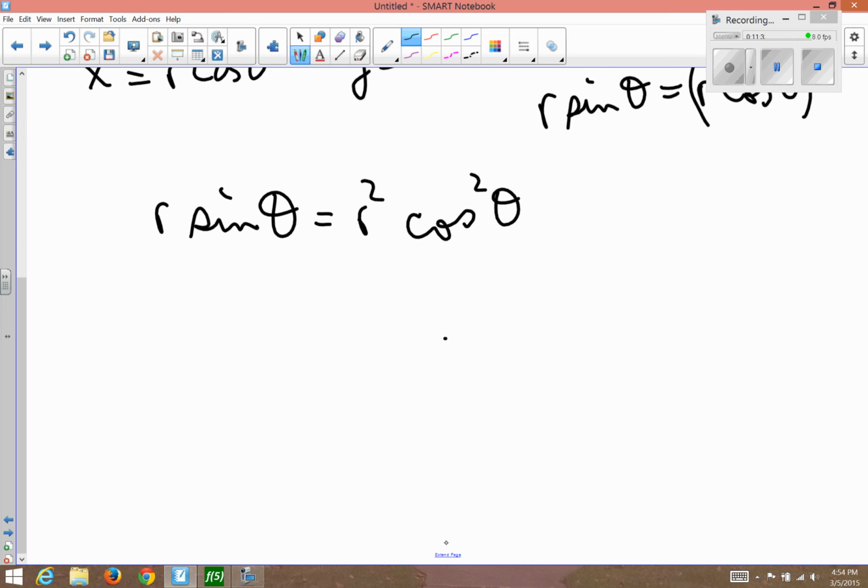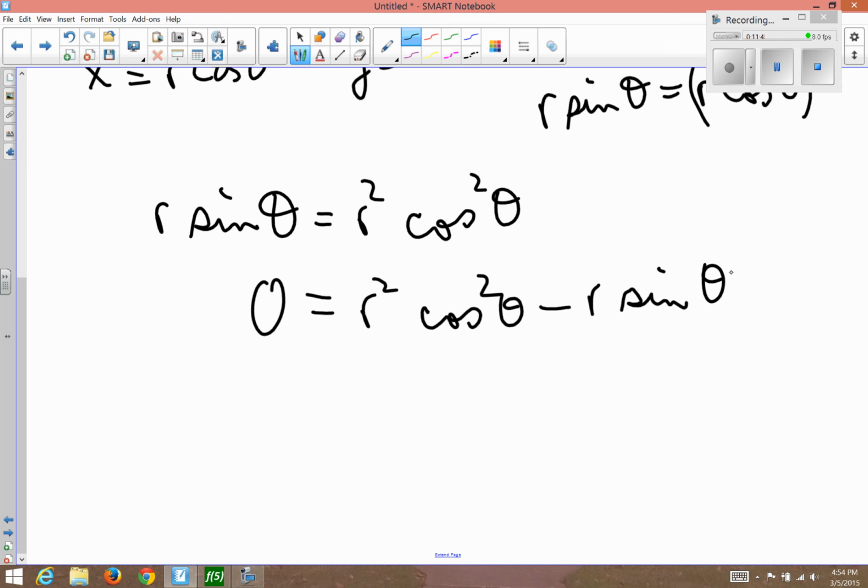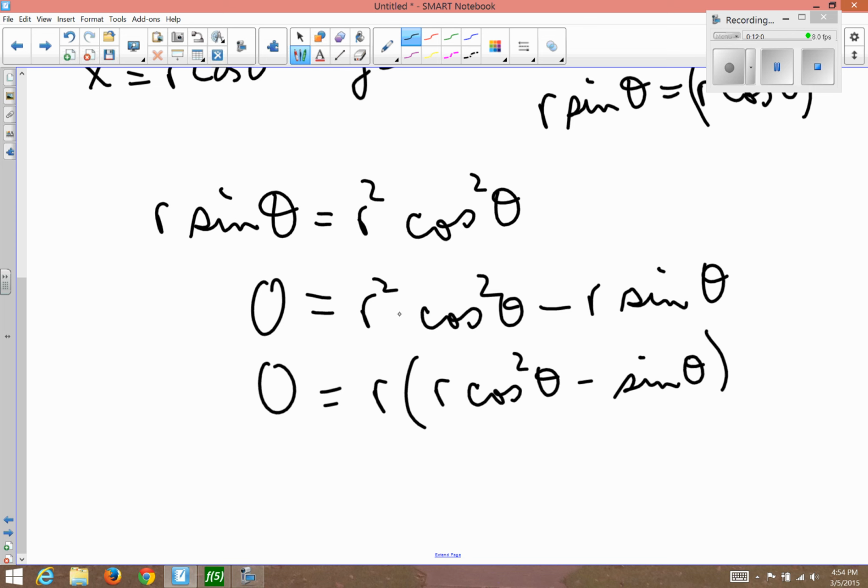And then you get one side to be 0. This is a common strategy: get one side to be 0. 0 equals r squared cosine squared theta minus r sine theta. On this side, both terms have r, so we're going to factor r out. The r that's in both terms is factored out here. There's no r there anymore.